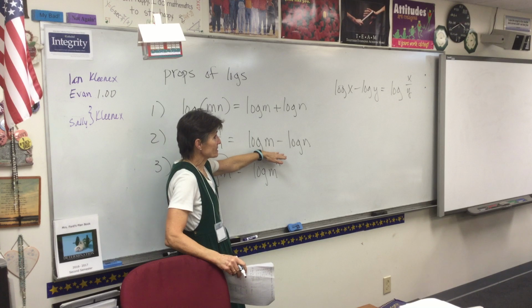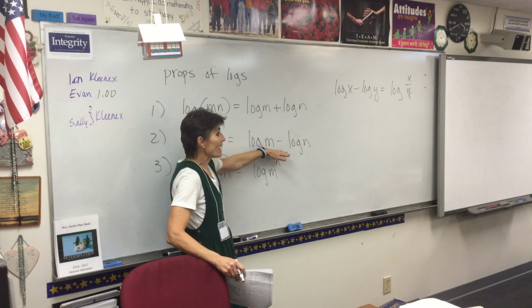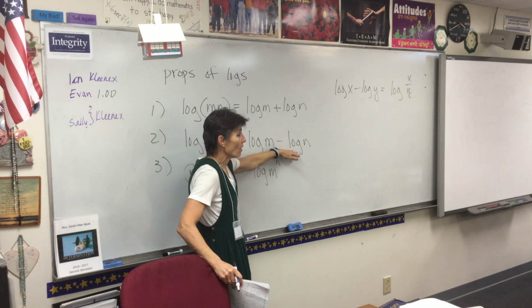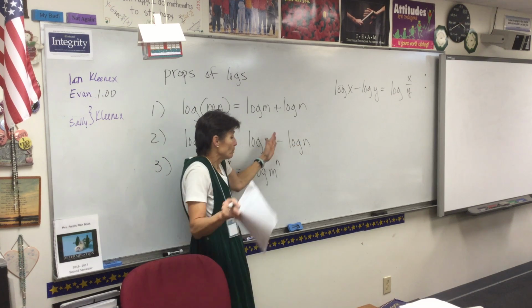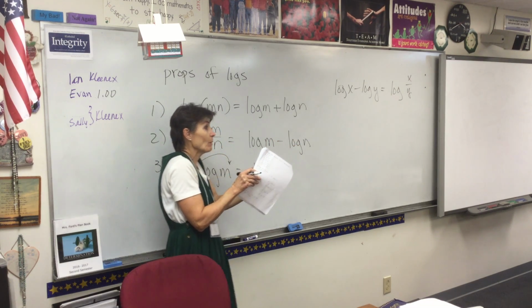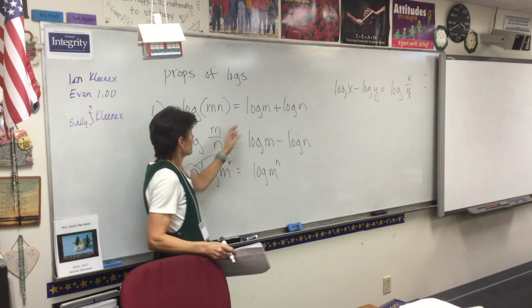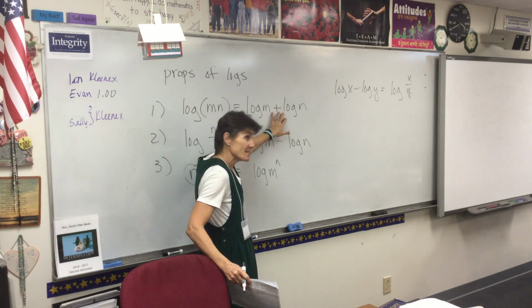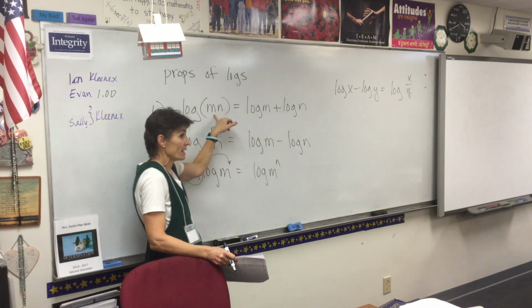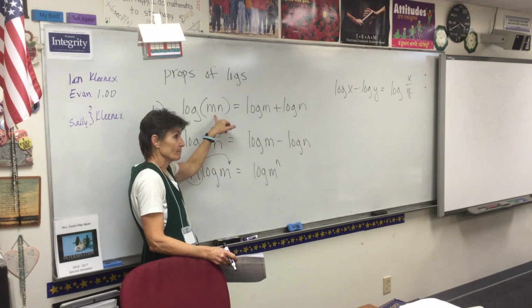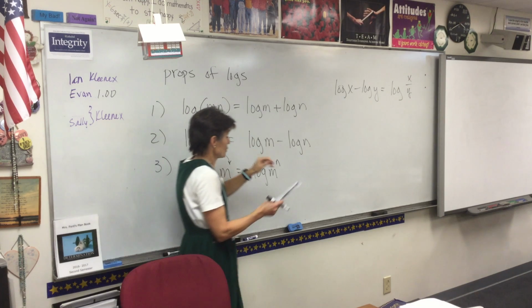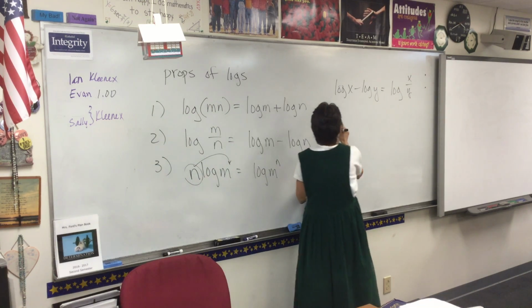Zion, quit shaking your head. This isn't hard. If we have a log minus a log, we can put those together, and when we put them together, they become a division. If we were putting together an addition, it would become a multiplication. Okay? So, look at the next one.